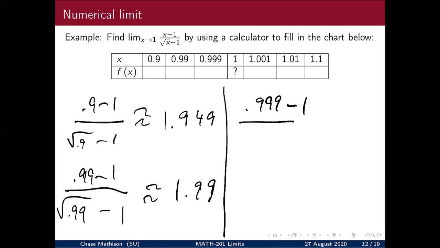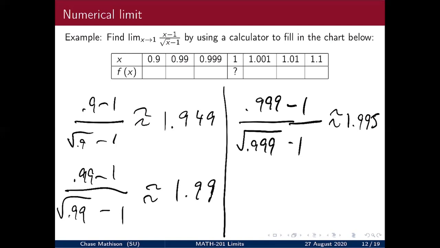0.999 minus 1 divided by the square root of 0.999 minus 1. I think this one's, if I remember right, 1.995-ish. So what does it look like we're approaching from the left? What does it look like the value of this limit is? Yeah, 2. Yeah, exactly. It looks like this is approaching 2.